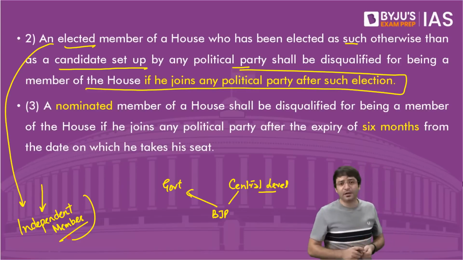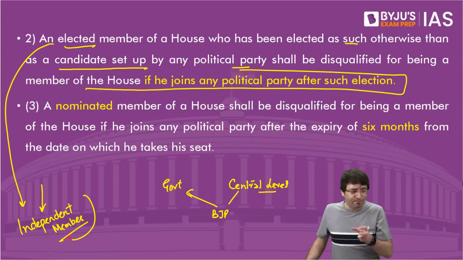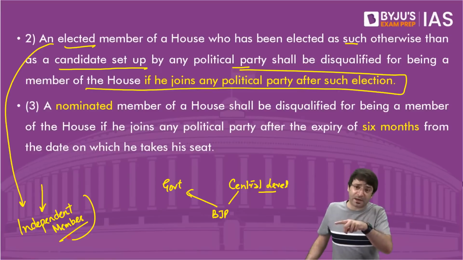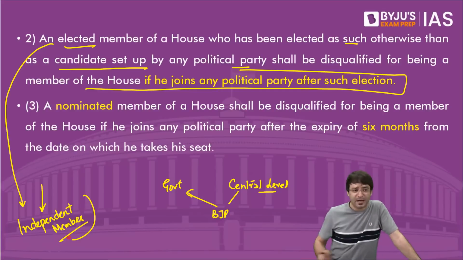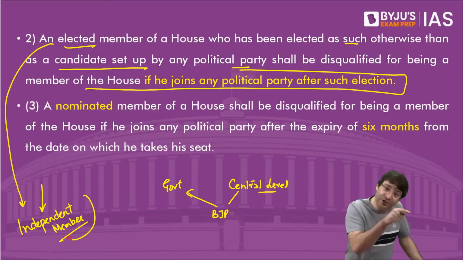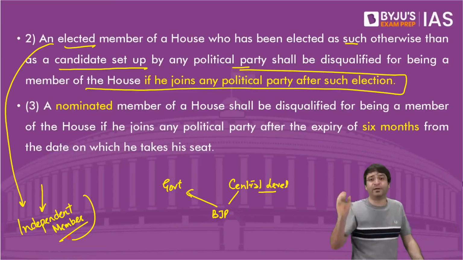Clear? So, for a member of a house belonging to a political party, if you join another political party or voluntarily resign from your party, you will be disqualified. If you violate the whip issued by the political party, you will be disqualified. If an independent member joins a political party after the election, you will be disqualified.